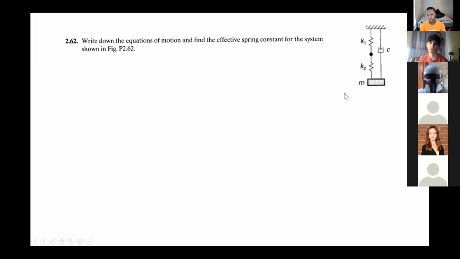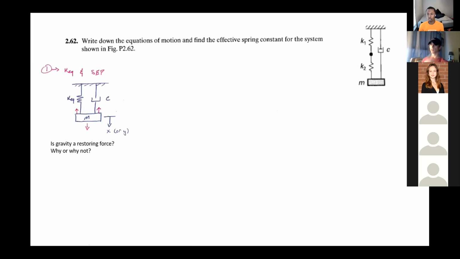Got a question for you guys though. If I went to do equations of motion or energy method to find my characteristic equation and find my natural frequency, can I use the energy method? No. Is gravity a restoring force? No. You've got a damper. So gravity is not a restoring force. The system's motion is along the vertical axis, so they end up canceling out.